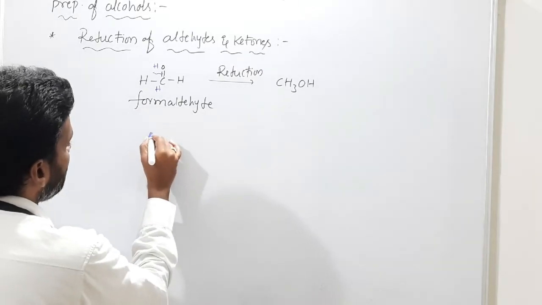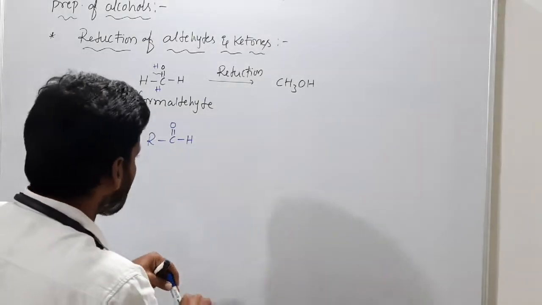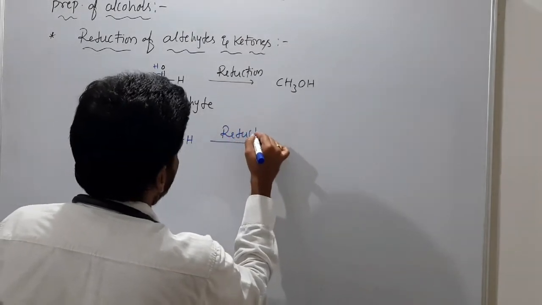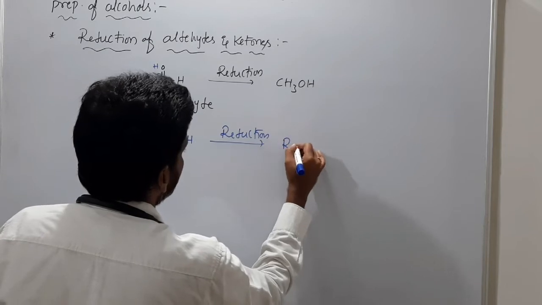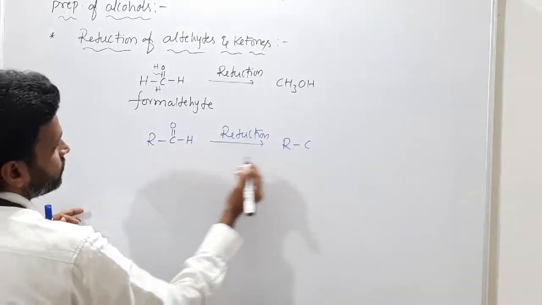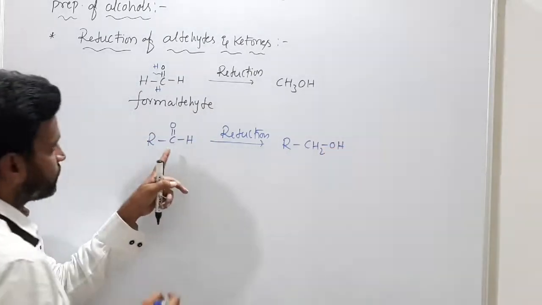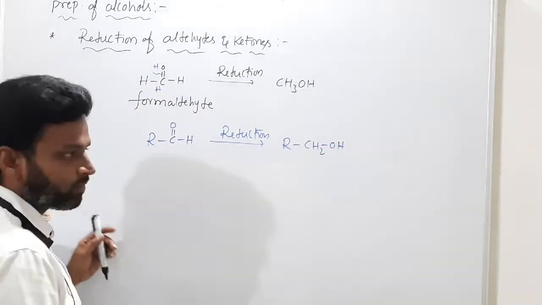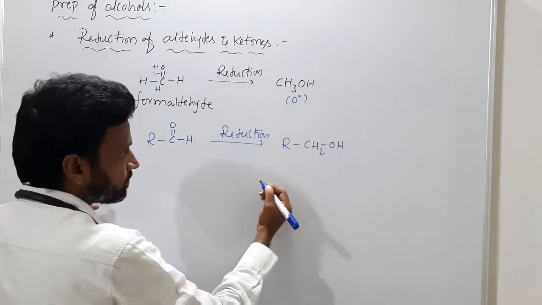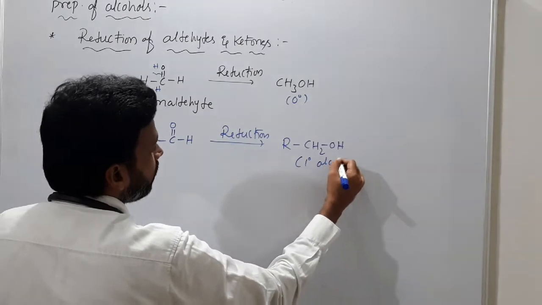And one more, if you see RC double bond O, H, when you are taking this on reduction, you will get RCH2. So one more hydrogen will add here and here one. So RCH2OH. Getting what I am saying? So formaldehyde on reduction you are getting methanol, and any other aldehydes on reduction you are getting primary alcohol.